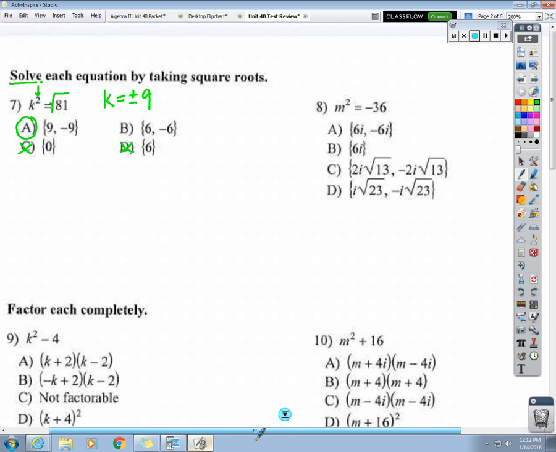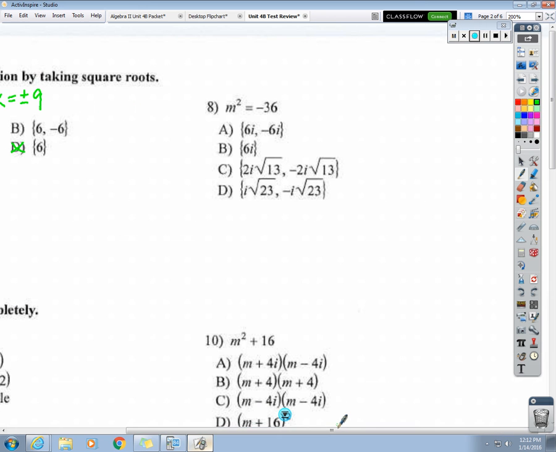Okay, so how many solutions are we going to have in number 8? 2. Degree 2. So that knocks out which choice? B. Okay, so this time we're trying to isolate M. How can we isolate the M? Square root it. And so now we have M equals the square root of negative 36. Well, what is the square root of positive 36? But since it's negative, you put an i.